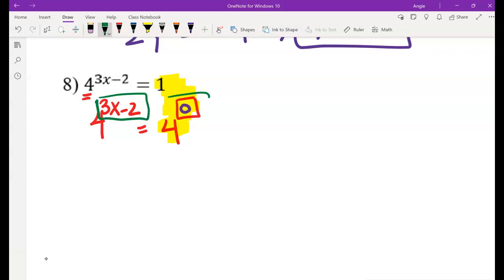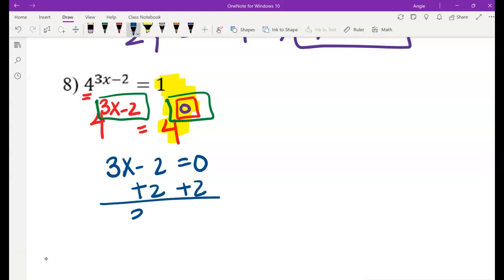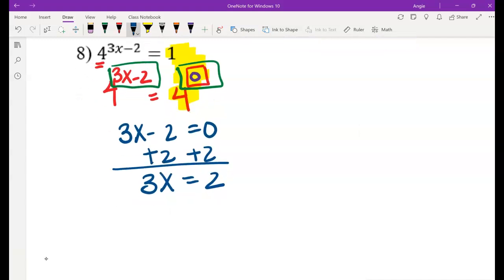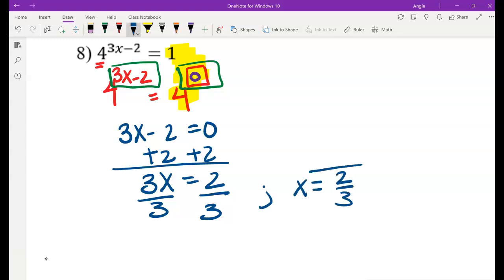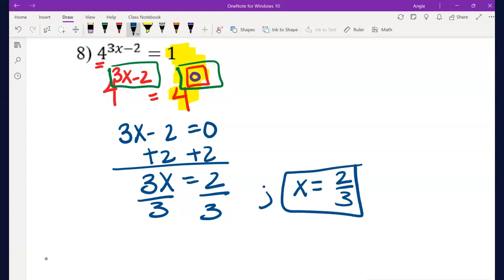So now that you know 4 to the 0 equals 1, now we can drop the base 4 and just keep the exponents and make them equal each other. So 3x minus 2 equals 0. Add 2 to both sides. And that's going to say 3x equals 2. Divide both sides by 3. Look at that, guys. X equals 2 over 3. Beautiful, right? That's all done.